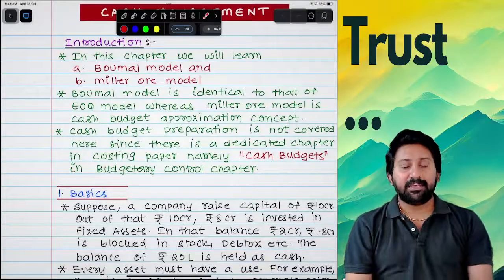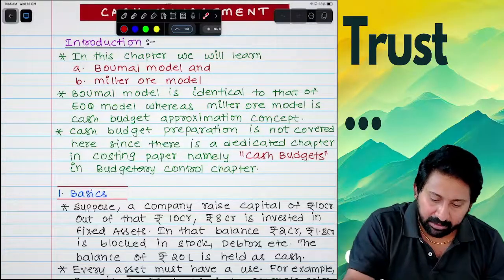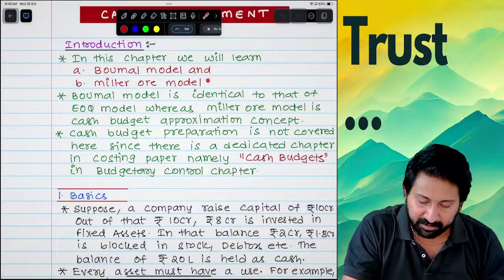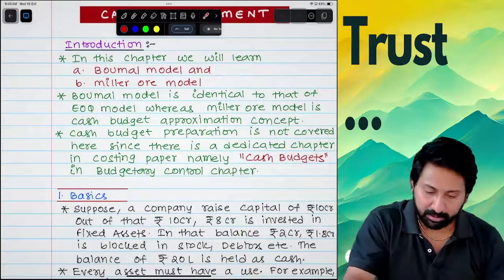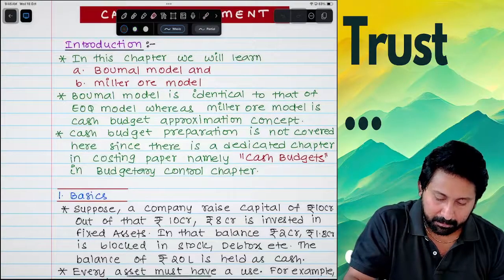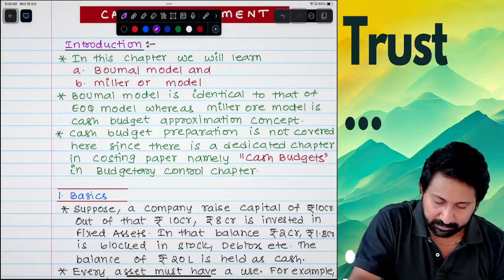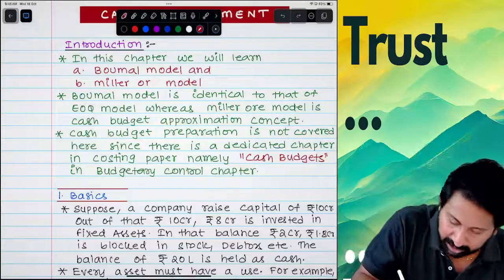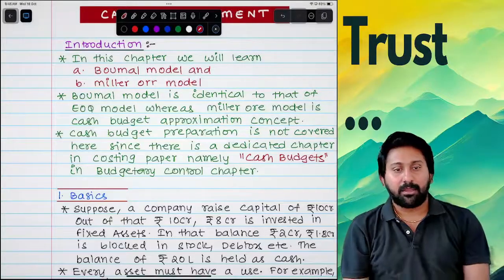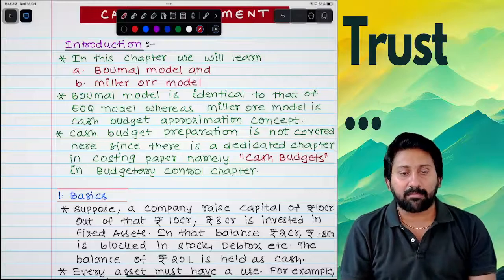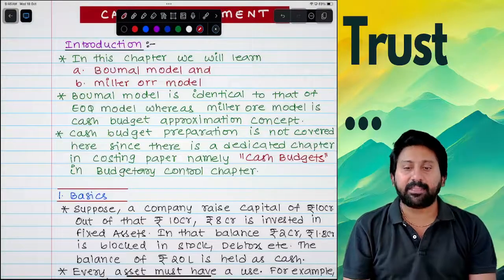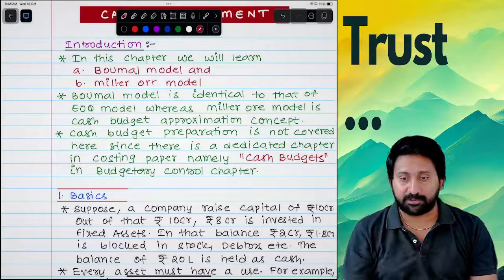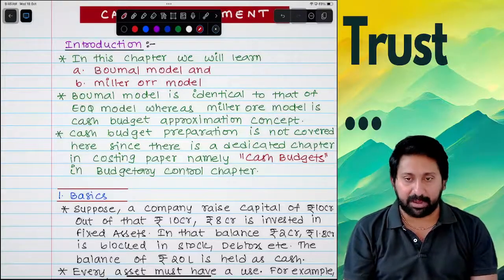In this chapter we are going to deal with two areas. One is called the Baumol model, another one is called the Miller-Orr model. In this, the Baumol model is identical to the EOQ concept, which we have already covered in inventory management.